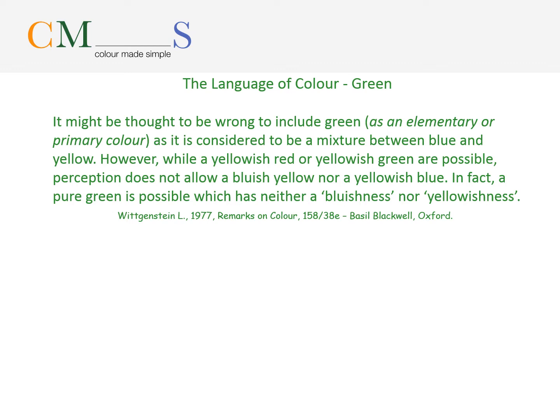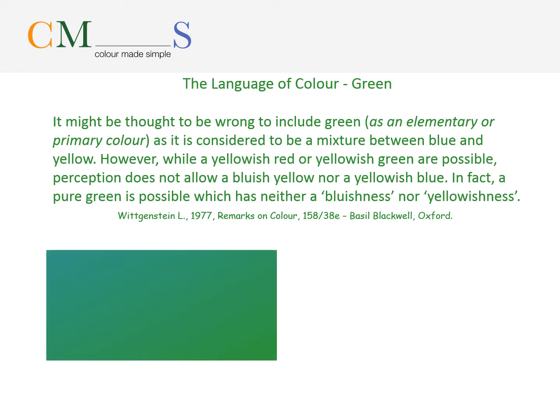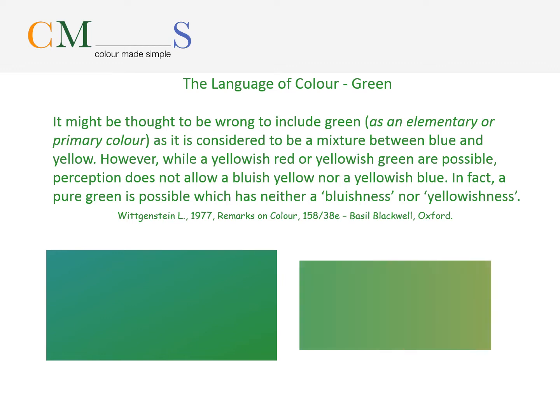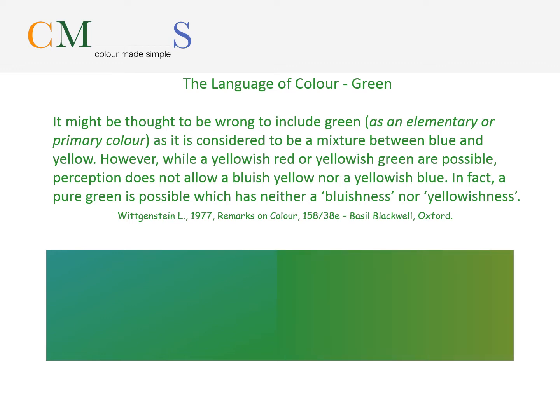It might be thought to be wrong to include green, as it is considered to be a mixture between blue and yellow. However, while a yellowish red or a yellowish green are possible, perception does not allow a bluish yellow nor a yellowish blue. In fact, a pure green is possible, which has neither a bluishness nor yellowishness.